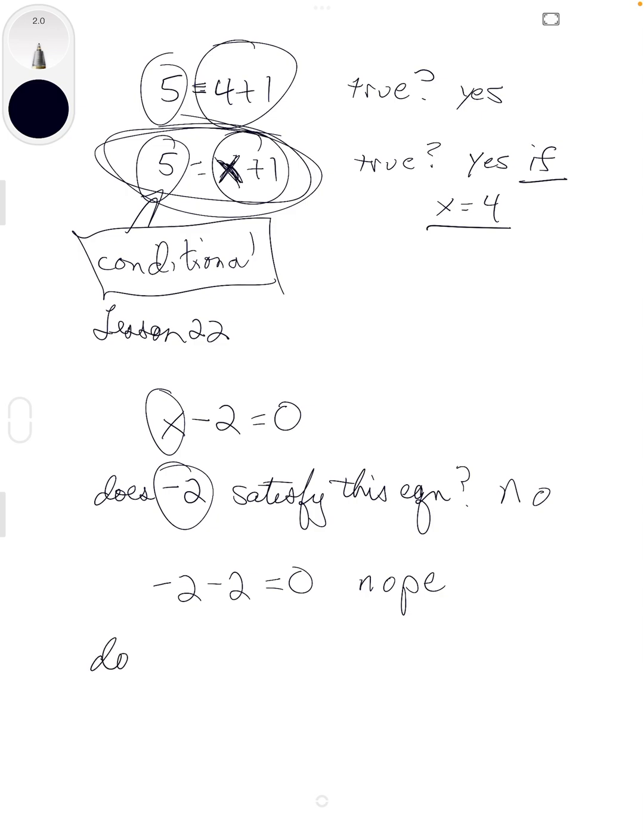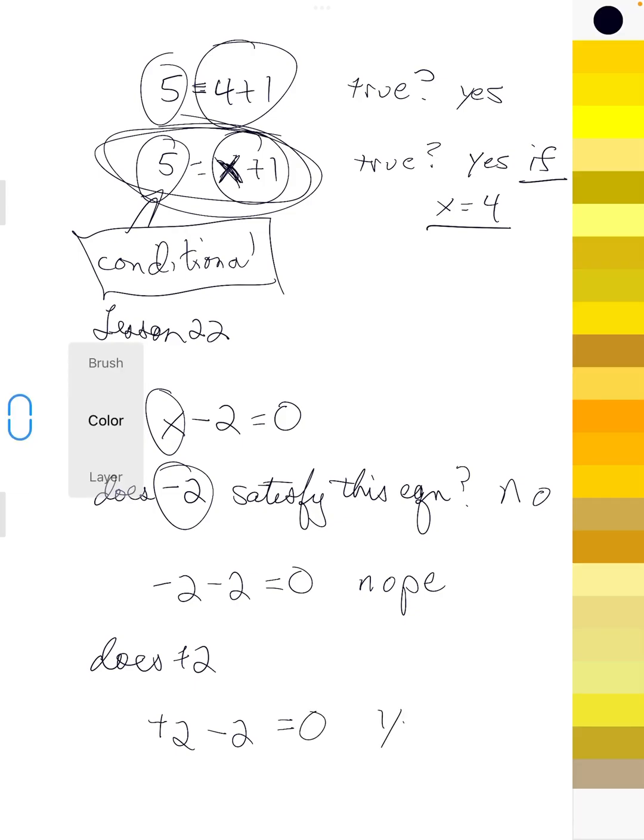What about does positive 2 satisfy the equation? Well, let's try it. Positive 2 minus 2 equals 0. Is that true? Yes, this is true. So therefore, yes.